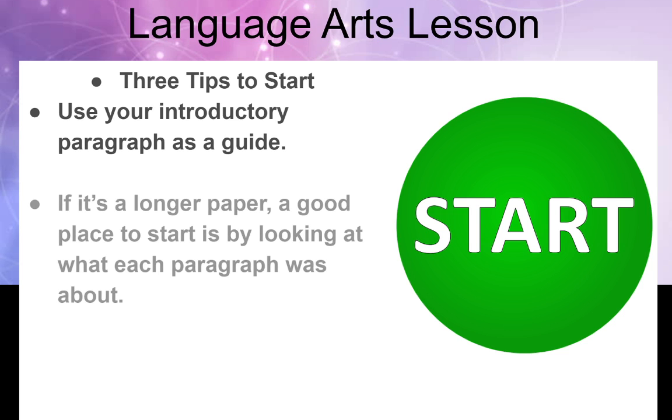If it's a longer paper, a good place to start is by looking at what each paragraph was about. Again, this is now B on number 1. If it's a longer paper, a good place to start is by looking at what each paragraph was about. So if you write an essay about zoo animals, each paragraph would probably be about one particular animal, like polar bears, crocodiles, and penguins. Again, a weird mix of 3, but that's what was on top of my head. In your conclusion, you should briefly mention each animal again. So, like, zoo animals like polar bears, penguins, and alligators are amazing creatures.